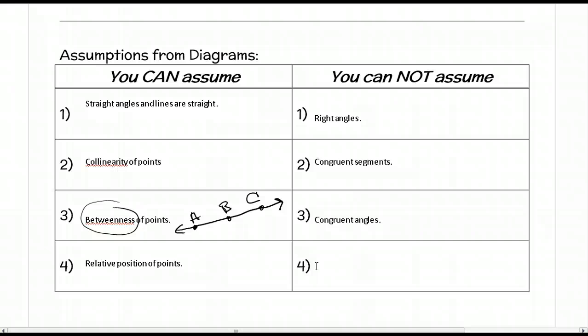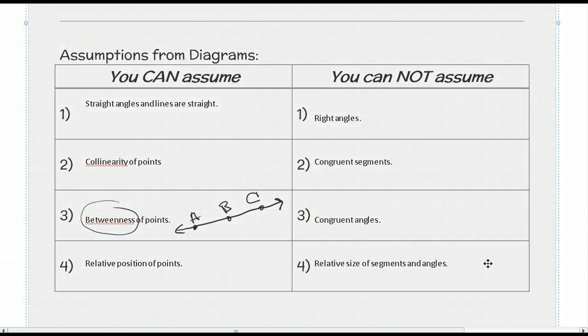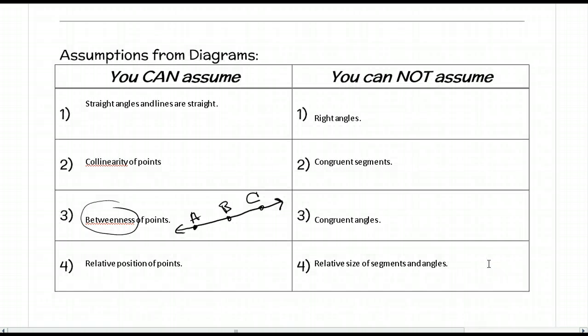And if you don't write them down, you're probably going to forget them. All right, and the last thing is that we cannot assume the relative size of segments and angles. It's kind of like the objects in the mirror are closer than they appear. If two segments, one of them looks like it's larger than the other, but there's no information that indicates that one is larger, you can't assume that it is larger, and the same thing with angles. So keep these in mind.